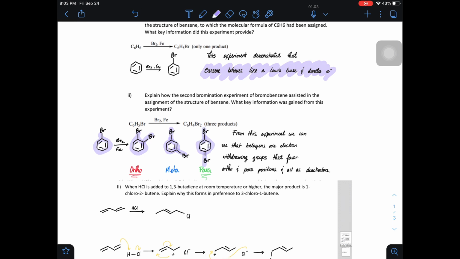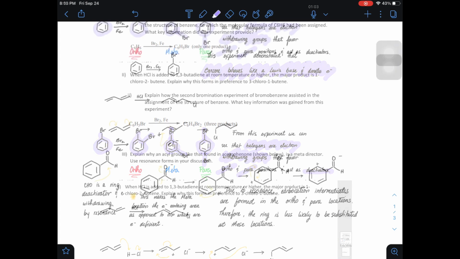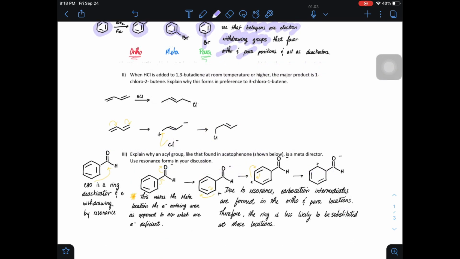So the main key thing to take away from this is that halogens are definitely electron withdrawing groups that favor the ortho and the para positions. So that's why the meta product is not going to be major at all, and they also act as deactivators.